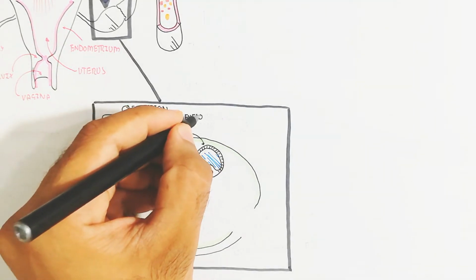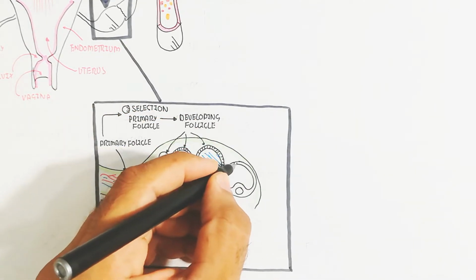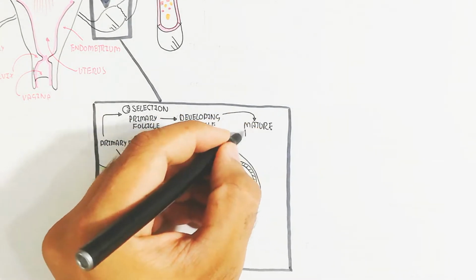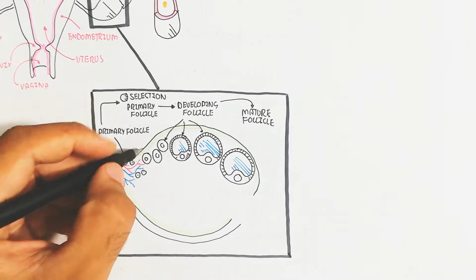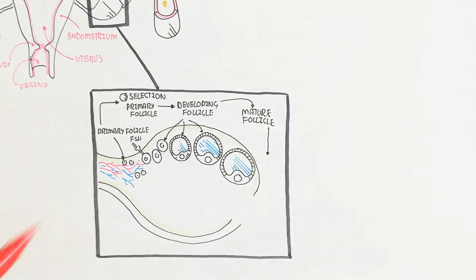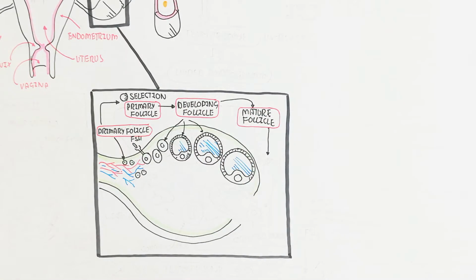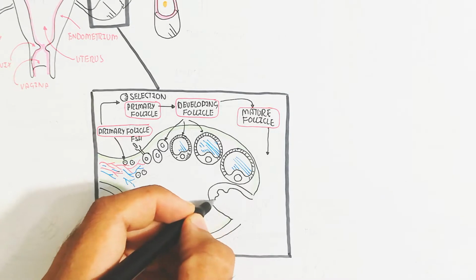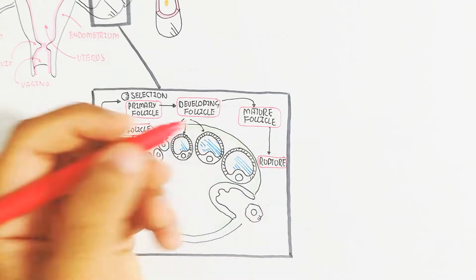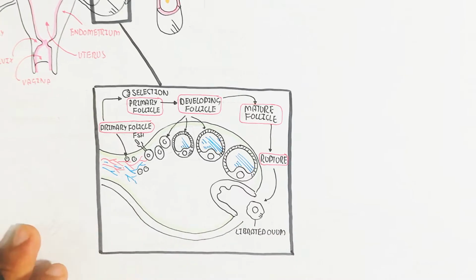And this Graafian follicle contains thecal cells and granulosa cells. So this is the mature follicle, which will rupture when the follicle stimulating hormone is inhibited, due to progesterone secretion. After the inhibition, the liberated ovum is released, which is known as the ovulation phase, following the follicular phase.